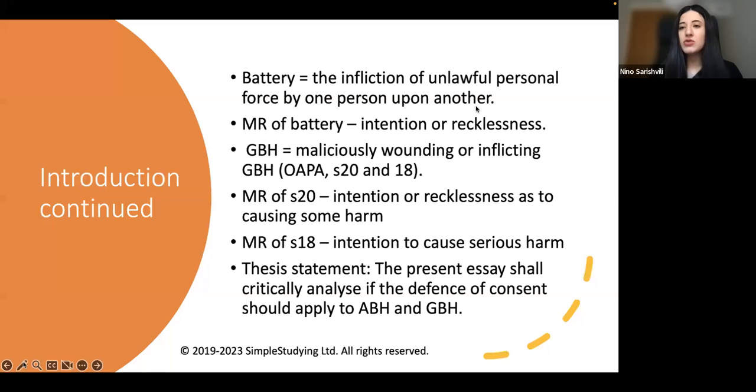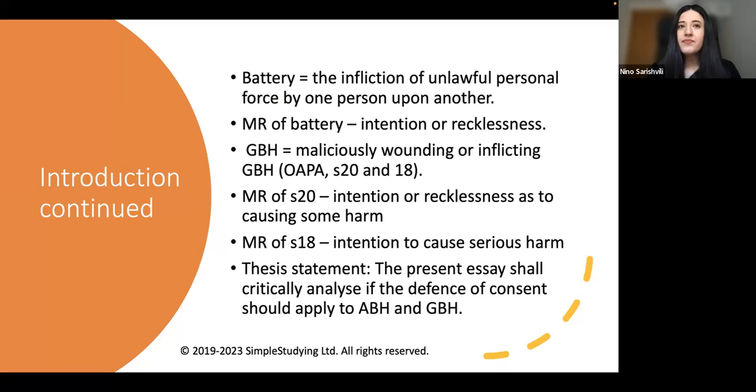So the difference between assault and battery is that for assault, it's only making the victim believe that unlawful violence will be inflicted upon him. The actions that may constitute assault can be shouting at someone. When defendant aggressively shouts at someone, that can cause the victim to believe that the defendant would hit him. That would be unlawful personal violence. So victim would believe that unlawful personal violence would be inflicted upon him.